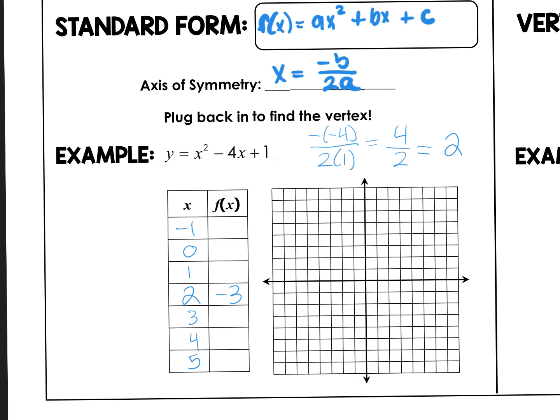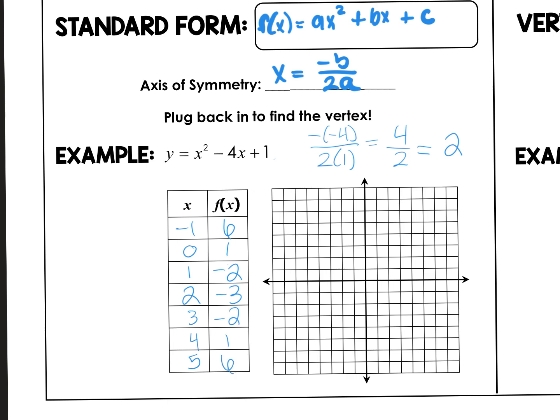So then now we have to plug in to find the other numbers. So 1 squared is 1 minus 4 plus 1, so negative 2. But the next one, negative 1, positive 1, 5, 6.